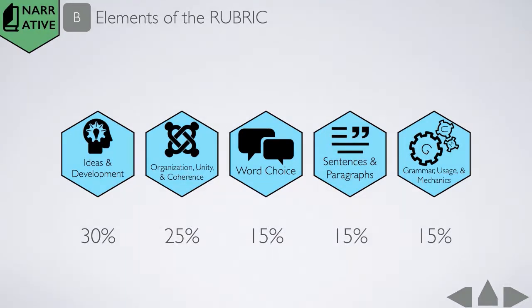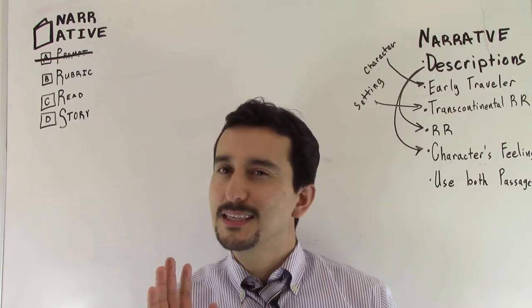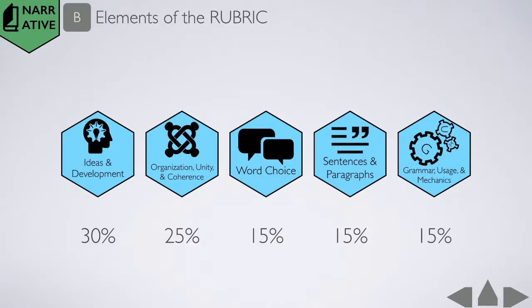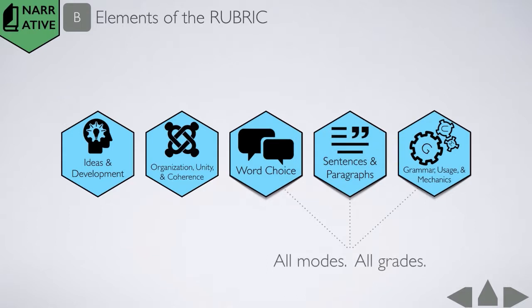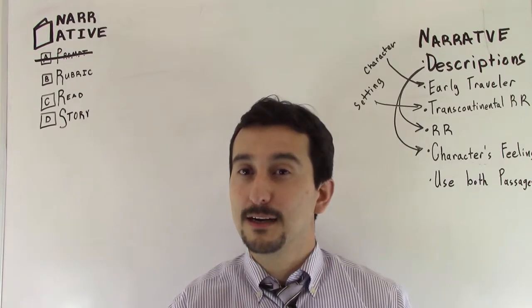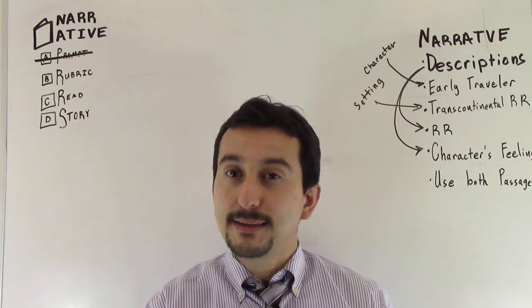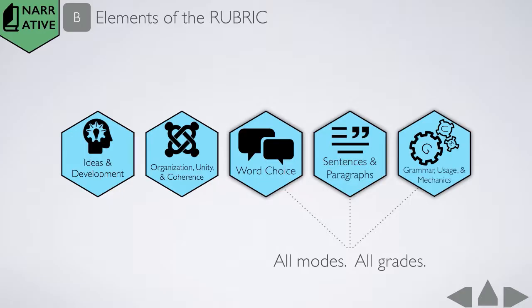Now the rubric has 5 categories that are being assessed in the final writing. And as you can see by the different percentages, they each hold different weights, except for those last 3: word choice, sentence and paragraphs, grammar usage, and mechanics. These categories only hold 15% weight of the entire grade. And as an added bonus, they're the same for 8th grade as they are for 5th grade and vice versa.